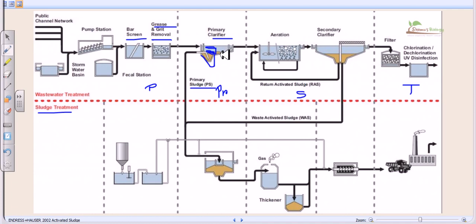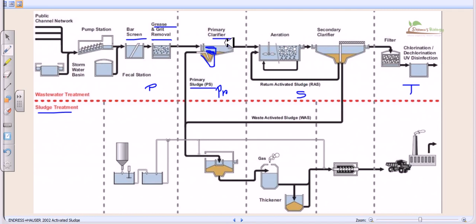We give the time for them to be sedimented utilizing the gravitational force, and they start to settle onto the bottom, and as they settle, we drag them away and take them to the sludge treatment process. Now we will discuss this sludge treatment later.